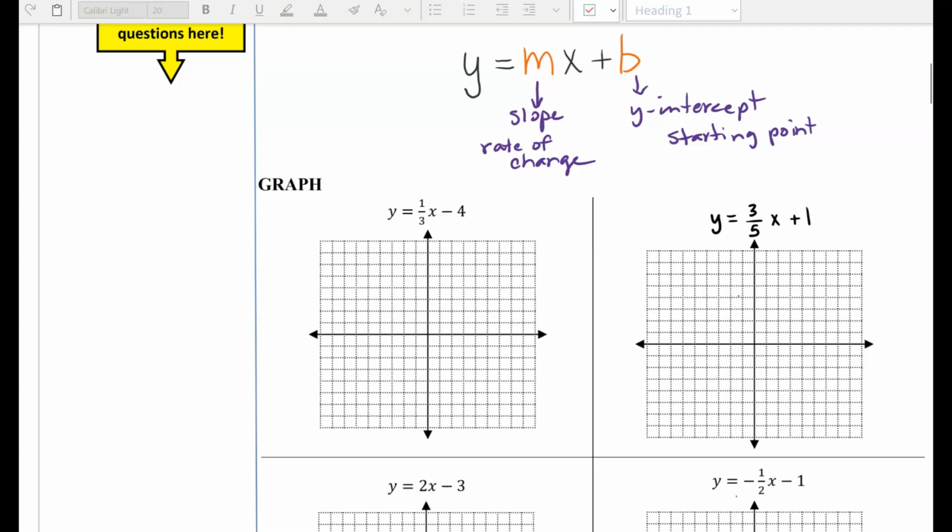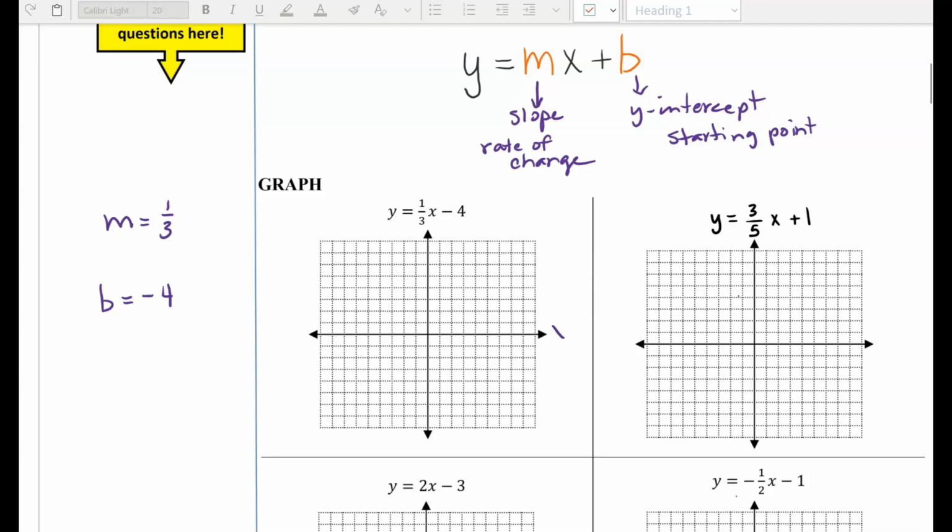Y equals 1/3 times x minus 4. So first I want to identify my slope and my y-intercept. The slope is the number that's multiplied by x, so in this case 1/3. The y-intercept is the number that doesn't have a variable with it, so -4. Notice I'm taking the minus that's in front of the 4 and changing it to a -4, so that when I graph, I'm starting at the right place. I'm going to start with the y-intercept.